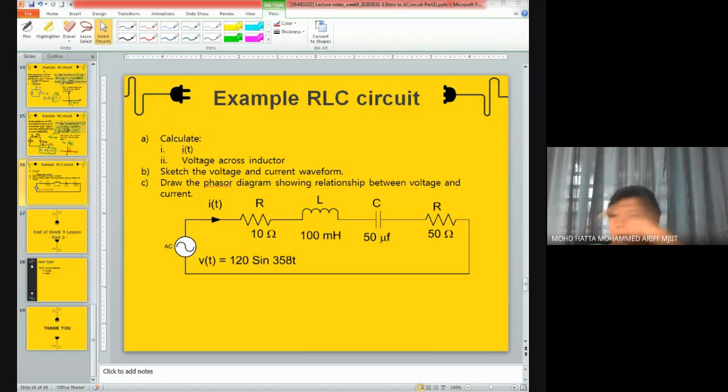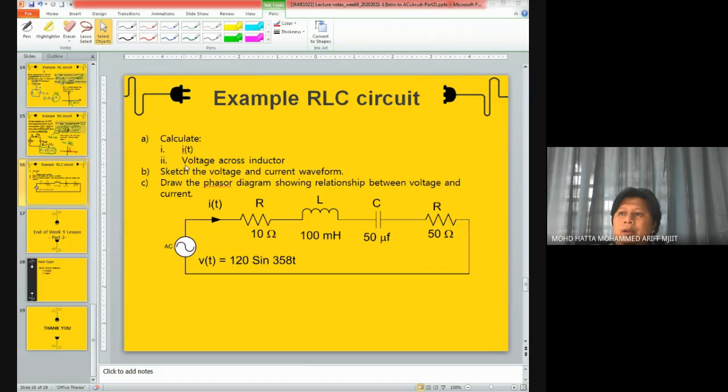Okay, we proceed to our last example for this week, which is an AC circuit. The AC circuit consists of a combination of resistor, inductor, capacitor, and also another resistor which is in series within this circuit. In this example, we need to calculate the current I of t. And since this is a series circuit, you need to remember that the current flowing through each of the elements is the same. The value of current is given by this I of t.